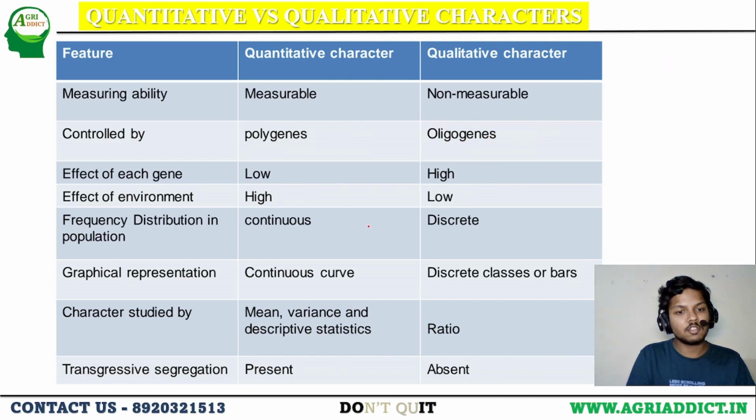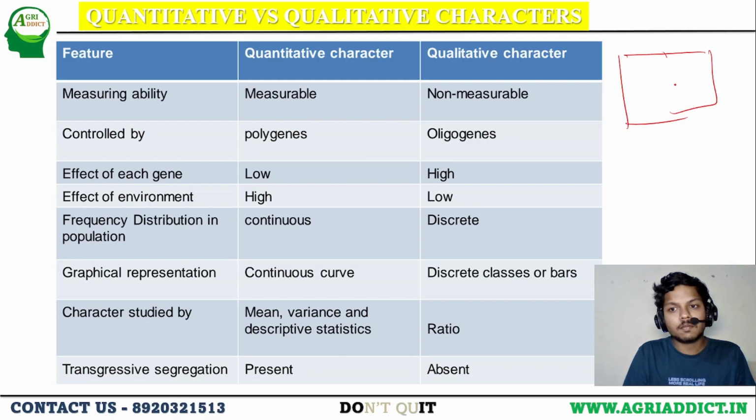And the frequency distribution in the population. Frequency distribution means, if we have to take a table, like number of plants that are yellow, green, we can take it as 12, 15, like that, in a discrete number. Whereas for a quantitative character, like weight of the seed, some can be 2 grams, some can be 2.5, some can be 3 grams. So like this it will be continuous.